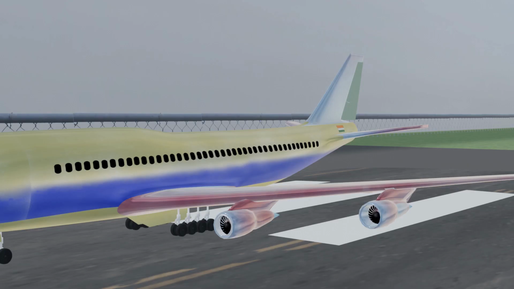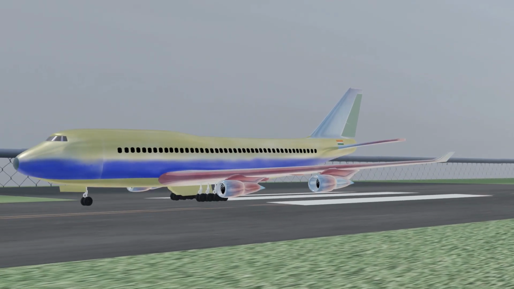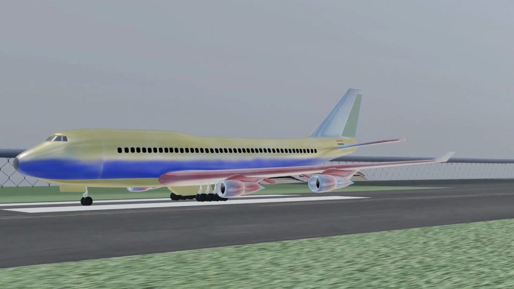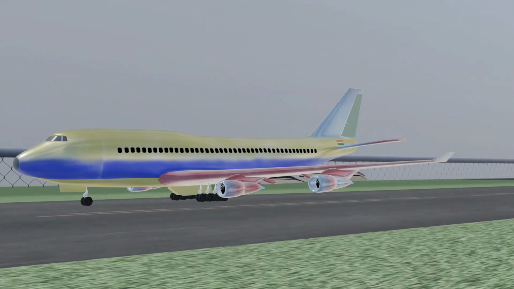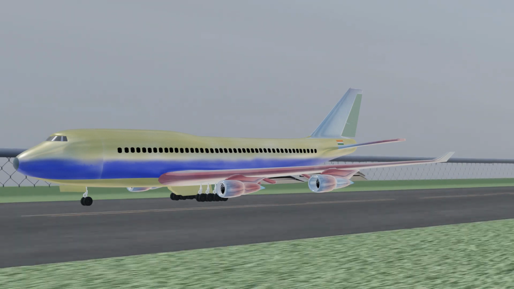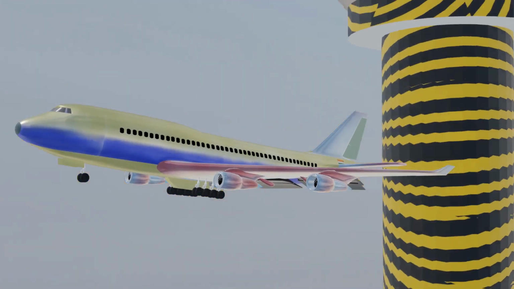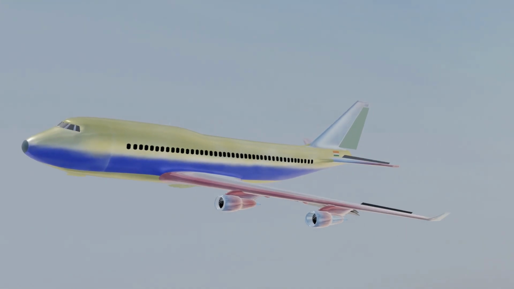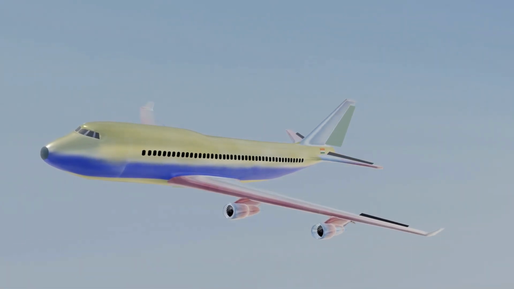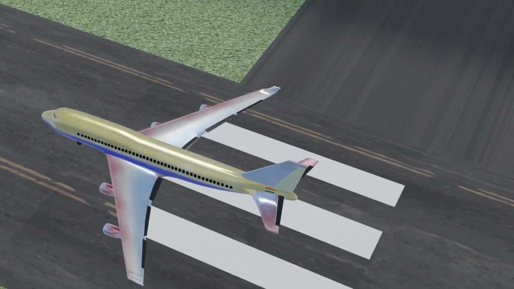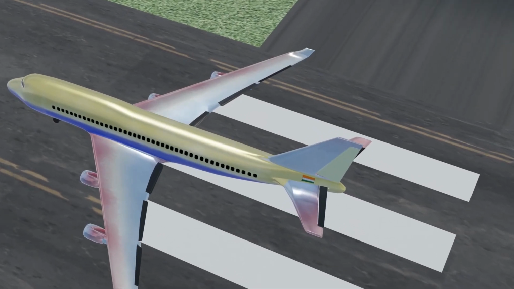Okay kids, now let's watch a takeoff of our aircraft. First, the engine is speeding up. Now the flaps are deployed. Landing gears up, and wow, our plane is in the air. Isn't it amazing? Let's watch it from a different angle.